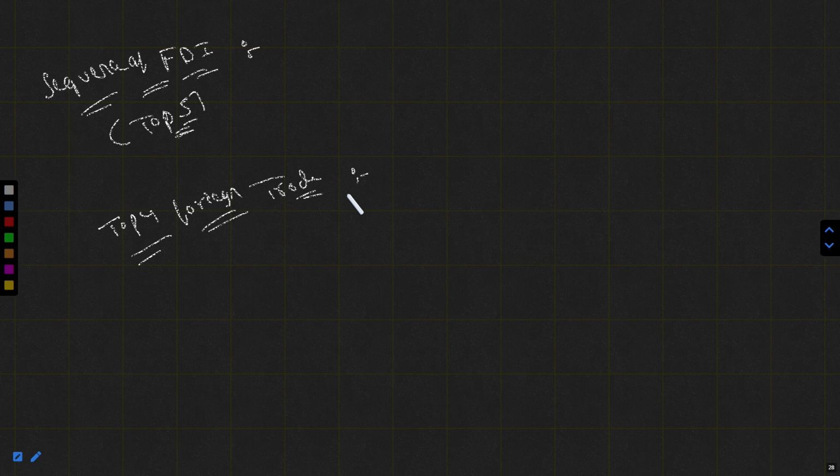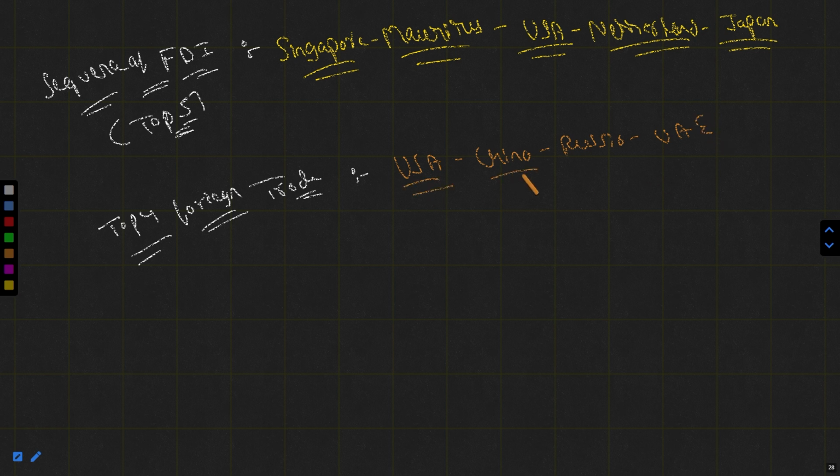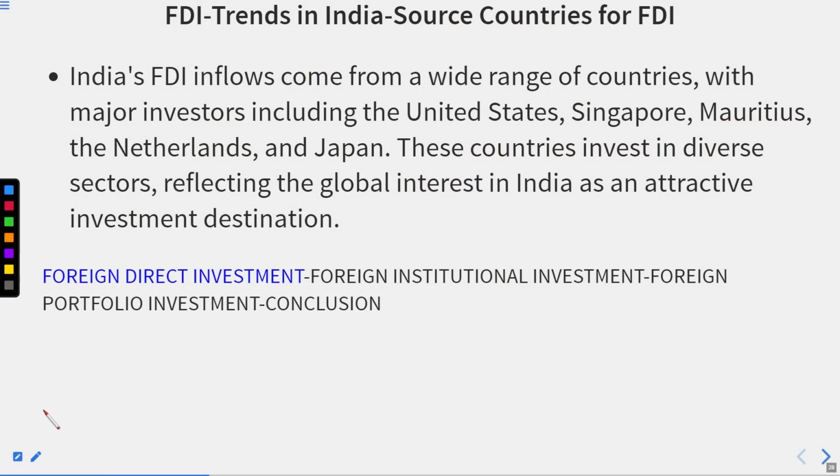The time's up. So the correct answer for the first one is Singapore, Mauritius, USA, Netherlands, and Japan. These are the top 5 countries having FDI investments in India. Thereafter, the top 4 foreign trade countries: USA, China, Russia, UAE. These are the top 4 trading partners. So keep this in your mind.